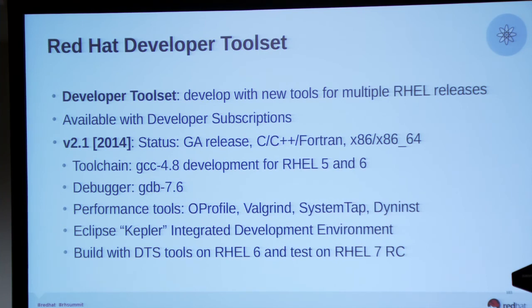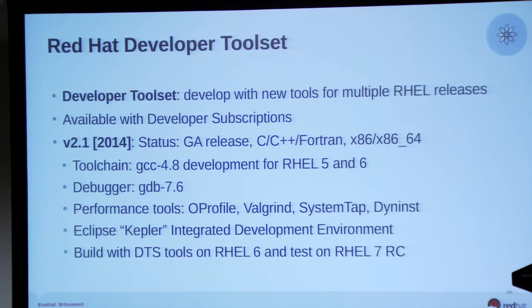Now, you'll note that a number of the versions of the tools that we have in Developer Toolset are very similar to the versions I was just talking about for RHEL. So we have GCC 4.8, GDB 7.6. We've updated those performance tools. So what's the difference? Why would we do that? Well, actually, these tools are available to users on RHEL 5 and 6. So you can get access to essentially the same tools on earlier releases of RHEL, build applications, and then we support execution of those applications on two major releases of RHEL. So you can build on RHEL 5 and execute on RHEL 6.